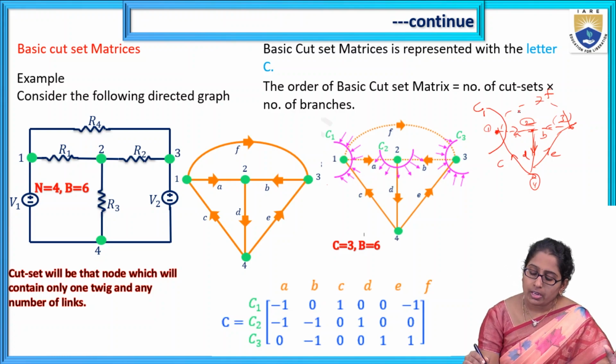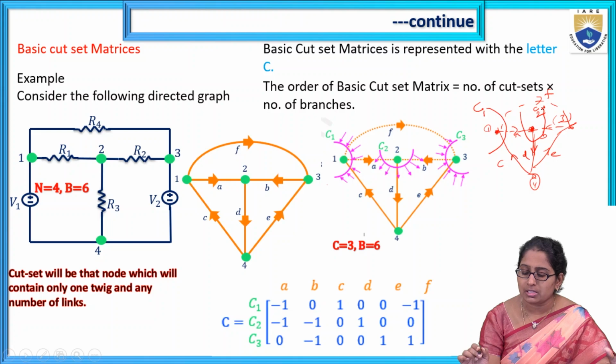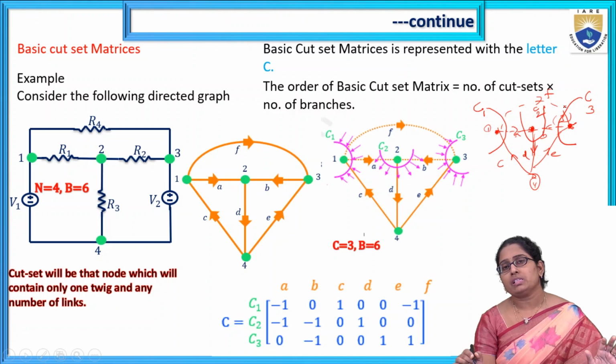So that is how a cut set works. Now I can draw a cut set at node 2 also, because it has only one branch of the tree, that is D, and the remaining two are the links, A and B. So that's why it is C2. Next, I can draw one more cut set at node 3, where there is only one branch, E, and the remaining two are the links, B and F. So basically that is how the cut sets are drawn for this tree.